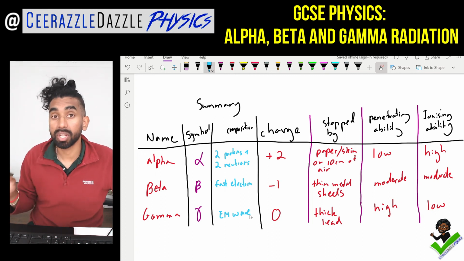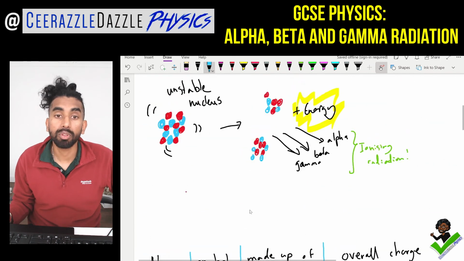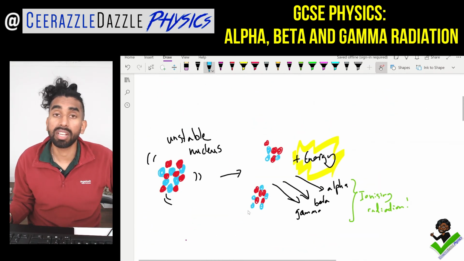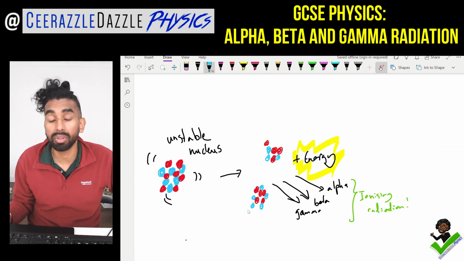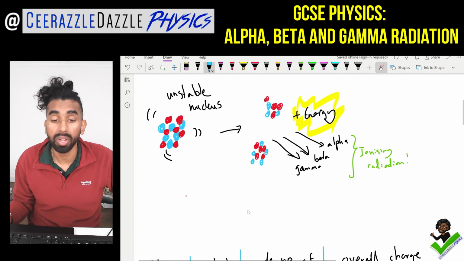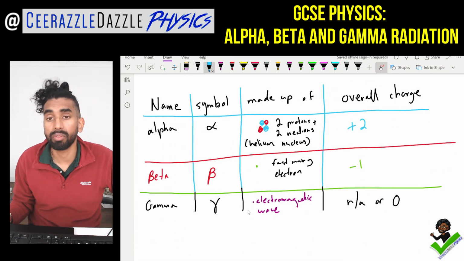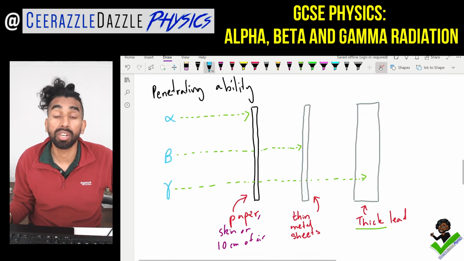Yep, and that's bringing us to the end of today's lesson. Let's have a quick recap right from the top. So right from the top, we said that alpha, beta, and gamma is today's title. And I reminded you guys that when the nucleus is unstable, it breaks down, releasing either alpha, beta, or gamma, or a combination of them all. Then we had our table. We talked about the symbols, what's made up of, and the overall charge. Then I did a diagram showing you the penetrating ability and what it is stopped by.